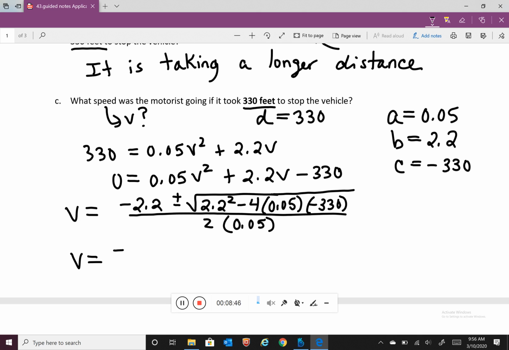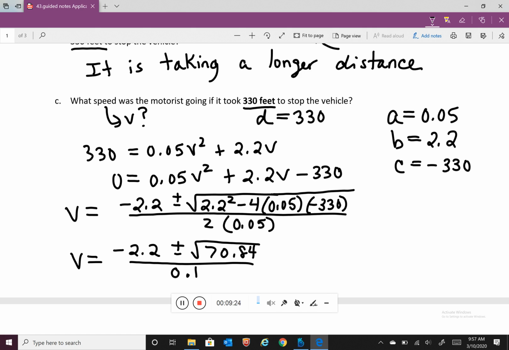So using our calculator, (2.2) squared. Now this will become actually plus, won't it? Because it's minus a negative. So plus, and that's going to give us 70.84. And then divided by 0.1. Now take a moment here and look at the fact that we have plus or minus. So we already have a negative 2.2.